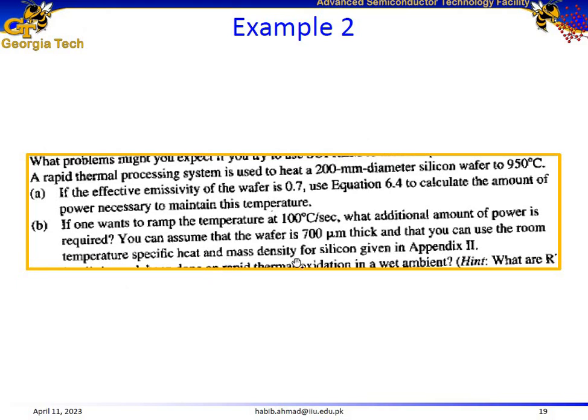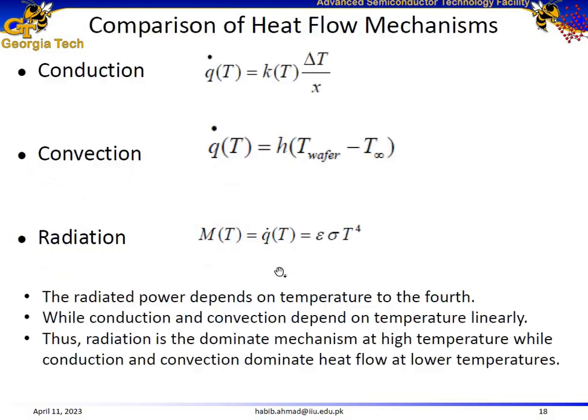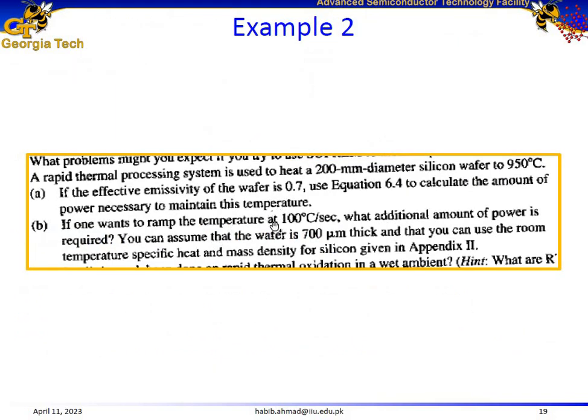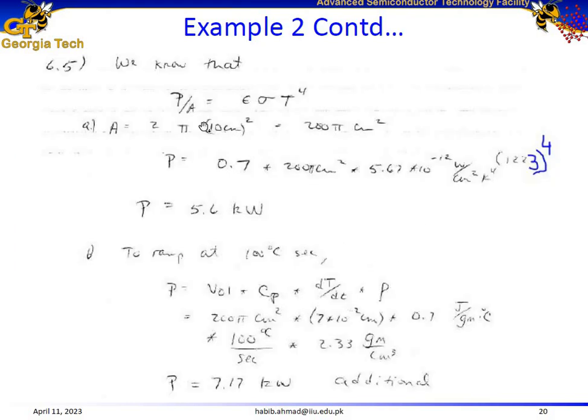So first, let us solve part A in this example. In the formula, Q dot of T represents heat flow per unit area in watt per centimeter square, or you can replace it with P divided by A. And in the example, we are asked to calculate the amount of power, not the heat flow per unit area or the power per unit area. So it's simple. Heat flow per unit area is equal to emissivity times the Boltzmann constant times the temperature to the power of 4.